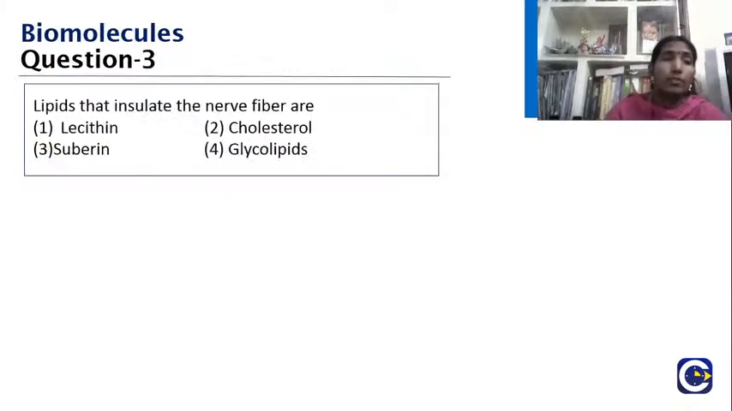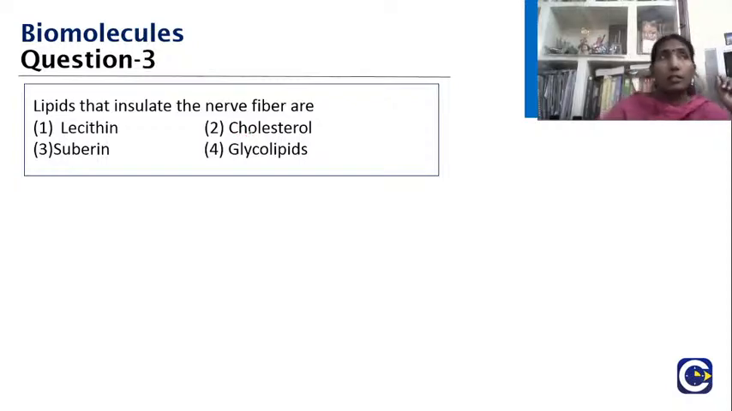We'll move to the next question. Here there is an interesting question. So what is the interesting question? We'll all see. Here comes: the lipids that insulate the nerve fiber are lecithin, cholesterol, suberin and glycolipids. So what should be your answer?